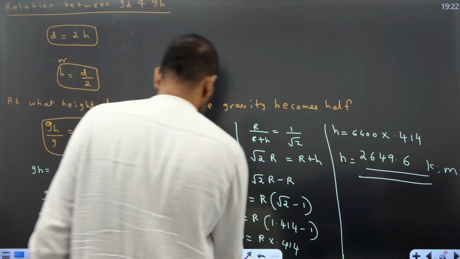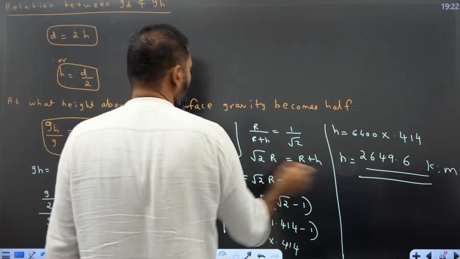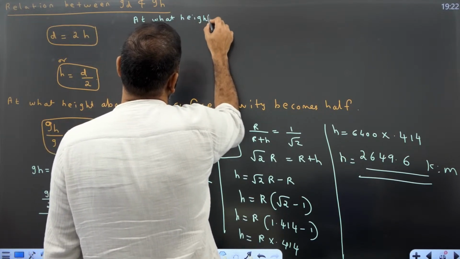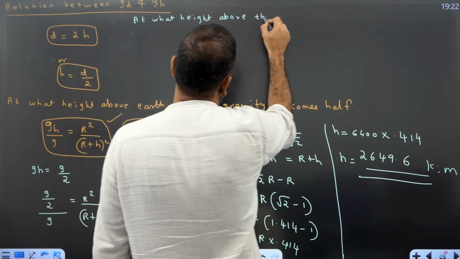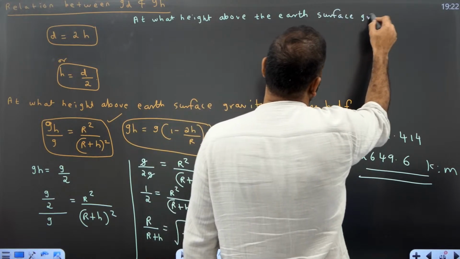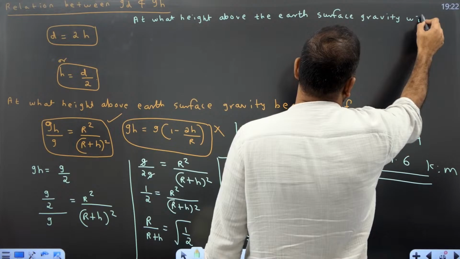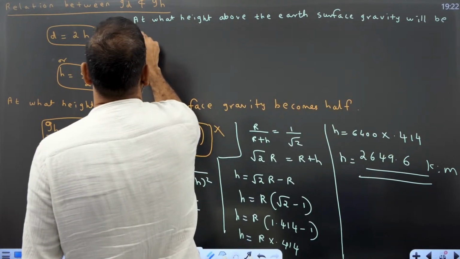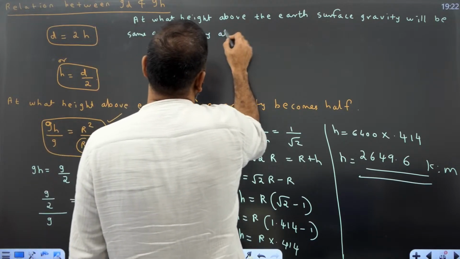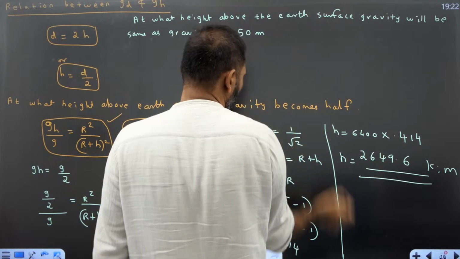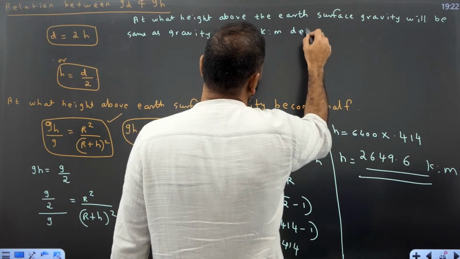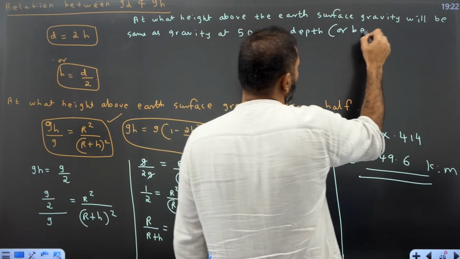Next, noted. Okay. Next, I'm doing one question here. At what height above the earth surface, gravity will be same as gravity at 50 kilometer depth, or you can say below the earth surface.